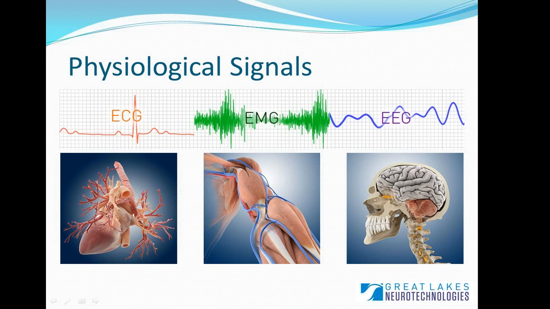These are all electrical signals that are generated from the body, and each one of these can be recorded using different types of data acquisition devices. One of those devices is something that we offer called the BioRadio. That is a wireless 8-channel physiological monitor, and using the BioRadio you can wirelessly record all different types of physiological signals, including ECG, EMG, and EEG.